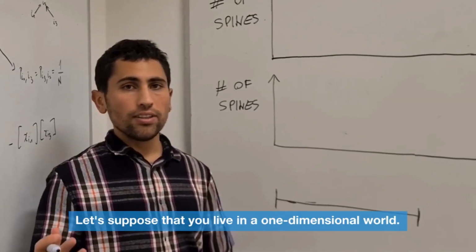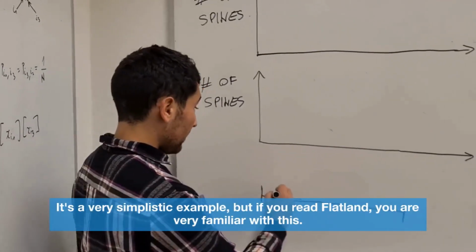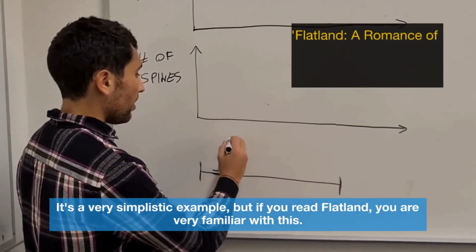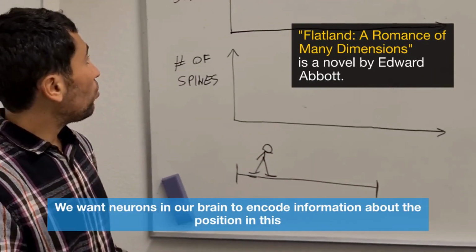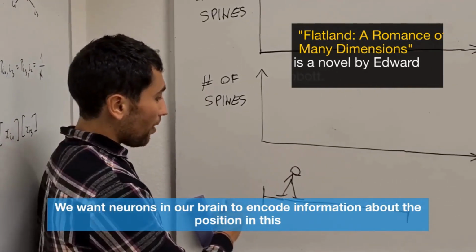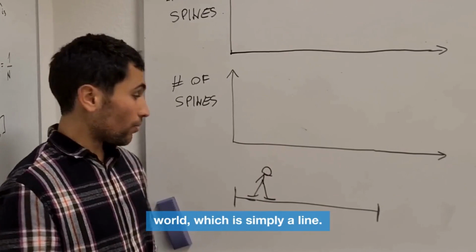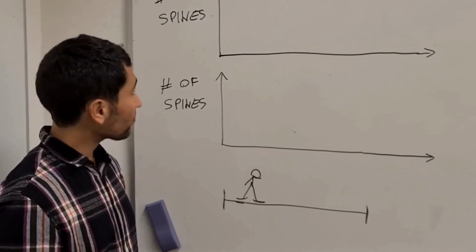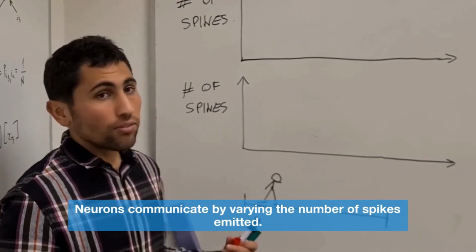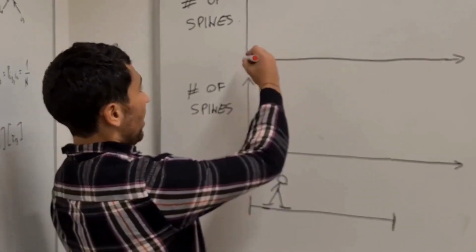Let's suppose that you live in a one-dimensional world. It's a very simplistic example, but if you read Flatland, you are very familiar with this example. We want neurons in our brain to encode the information about the position in this world, which is simply a line. Neurons communicate by varying the number of spikes emitted.